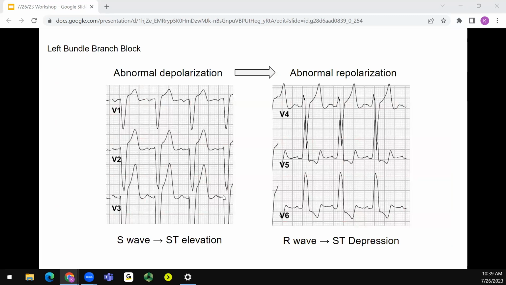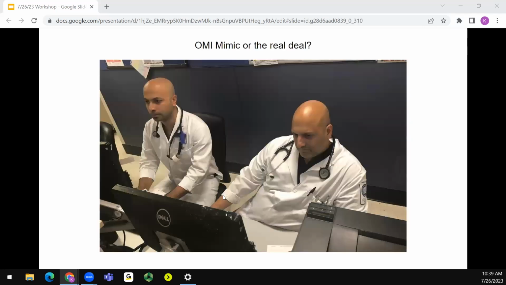In left bundle, it's really tricky because you're going to have ST elevations and depressions. This may be normal. You have big S waves, so you're going to have ST elevations, and where you have big R waves, you'll have depressions. This is known as discordance. Is there any criteria? How do you know this is a mimic or the real deal?